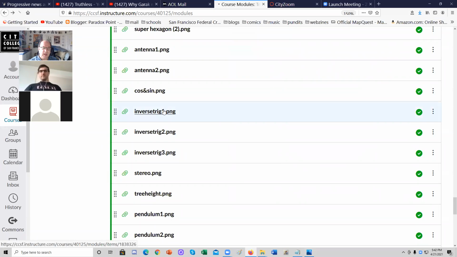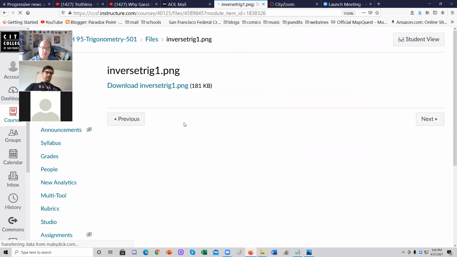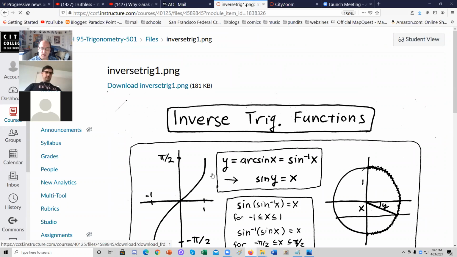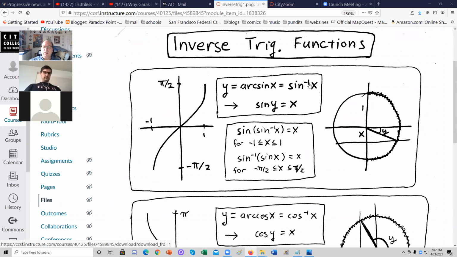All right, so for today, we'll go over the inverse trig functions, which of course we covered in the book itself. Here is more of the same. Okay, the inverse trig function. The arc sine, written sine inverse, also written arcsin. y is arc sine x if sine of y equals x.